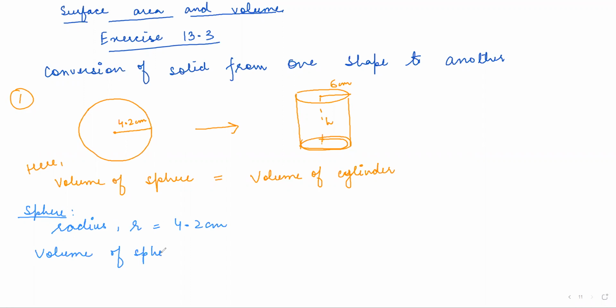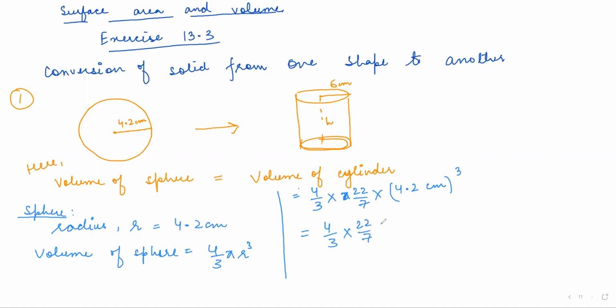4/3 pi r cube. Very good. This is 4/3 pi r cube, right? So put everything here. This is equal to 4/3 into pi, which is 22/7 r cube. That is 4.2 centimeter whole cube, right? Okay. So this is 4/3 into 22/7 into this. I can write 42/10, right? So 42/10 into 42/10 into 42/10, and then it becomes centimeter cube.